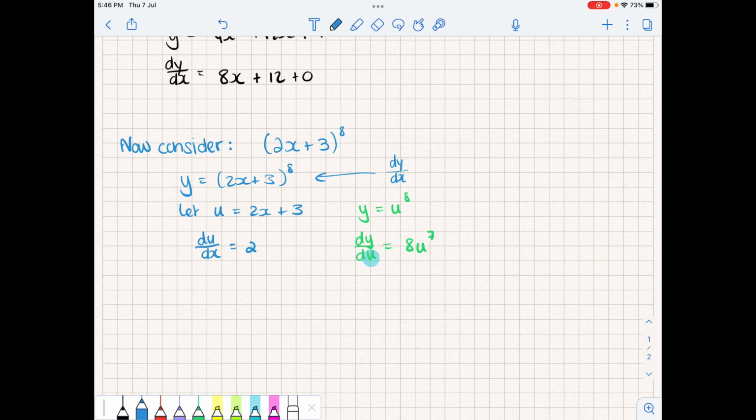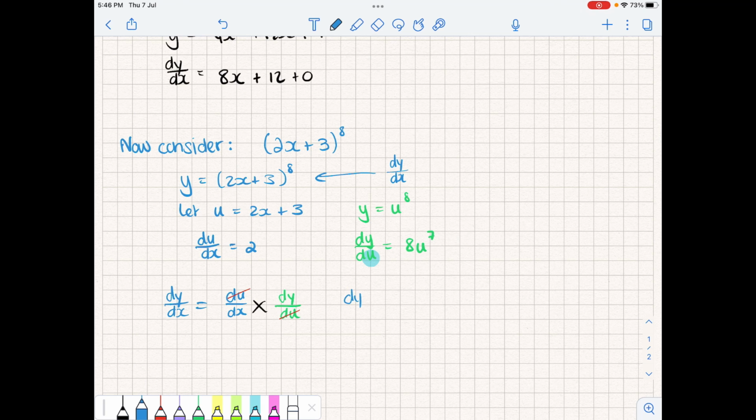So by chaining things together, if we want dy by dx, what we need to do is take this du on dx and multiply it by this dy on du. What we notice is the du's will cancel out, and we'll get exactly what we want, dy on dx. And so that's exactly what we're going to do.